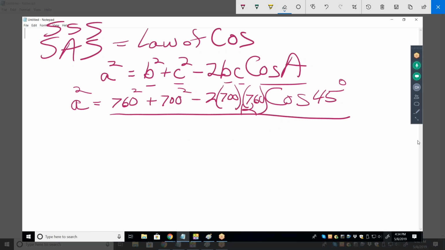Now, let's think back for a second. What did they want? They wanted the distance between the two planes. That is side A, isn't it? Okay? So that'll give us exactly what they want. We don't need to solve this triangle, because all we need to do is solve for side A, little side A. So what do you get when you put all this into your calculator?